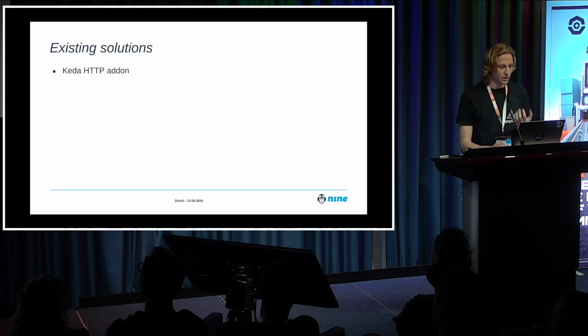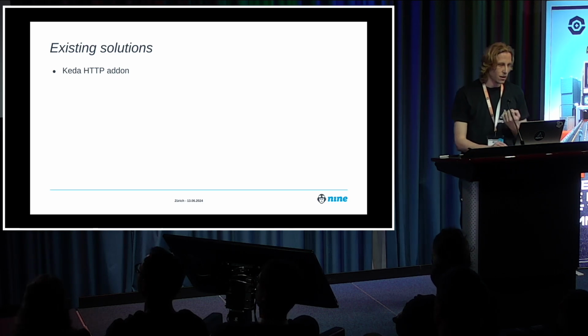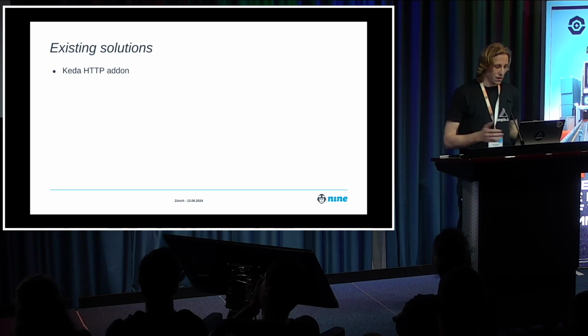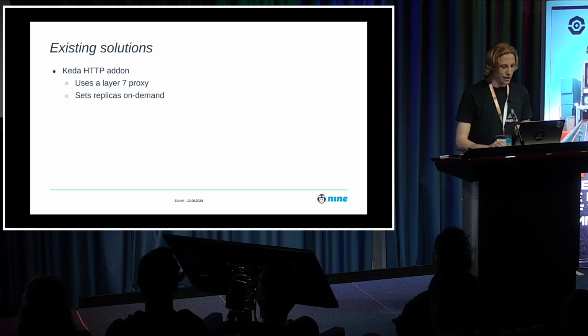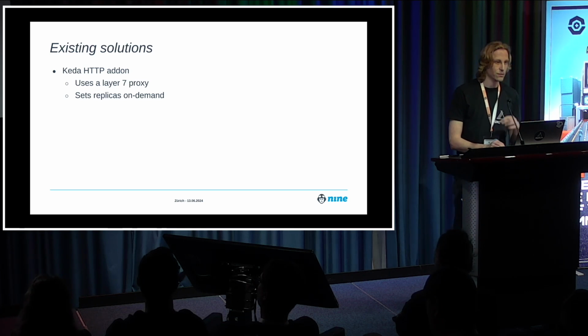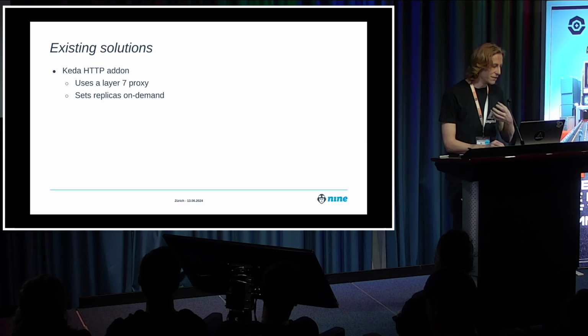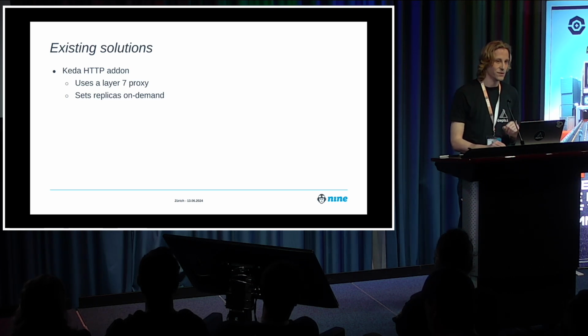So is there something like this that's open source on Kubernetes? So I stumbled upon the Keda HTTP add-on. Keda, if you don't know, is a scaling solution generally for Kubernetes, and there's a little add-on that they have on GitHub, which basically starts a layer 7 proxy and then sets replicas on demand. So that the layer 7 proxy knows, okay, a request came in at that point in time, now there has been 5 minutes without a request, set replicas to 0, and your pods will be gone.